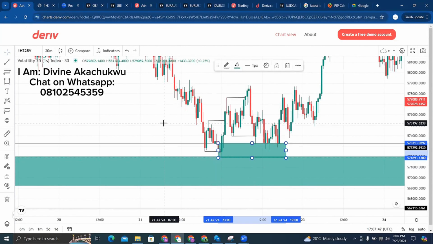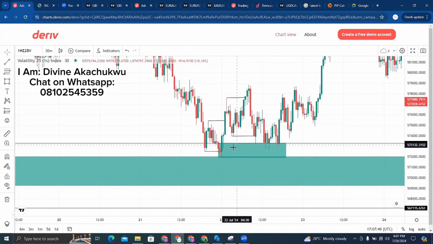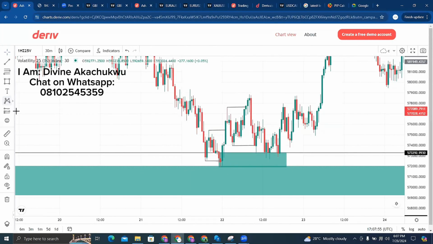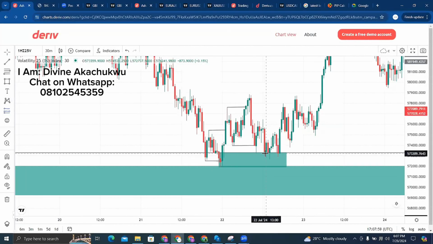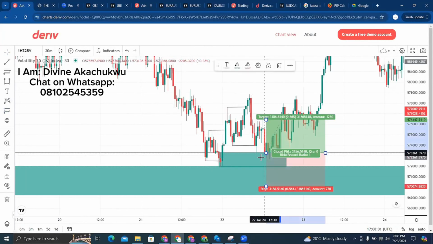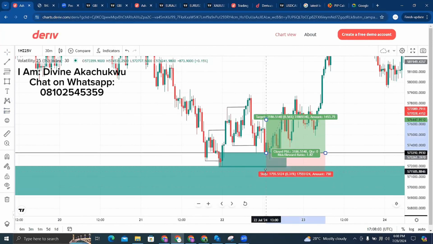So that's it. And what the price did, after price took out the structural liquidity, tapped in and bought up. So you can just target 1:3 RR, 1:3 risk to reward on this.